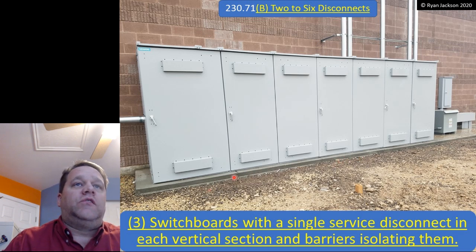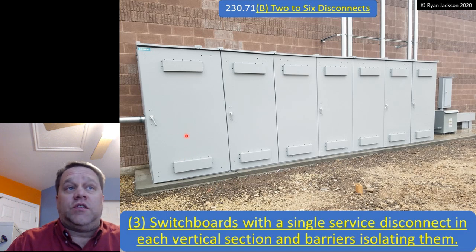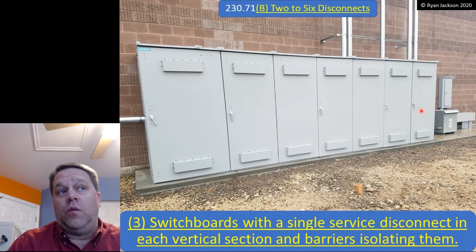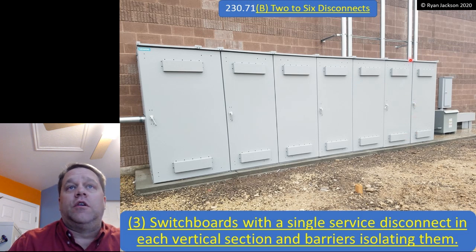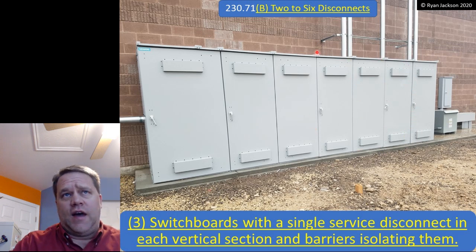Okay, so maybe on this one, I come in and I've got my utility terminations here, and then I've got 1 service disconnect in this one, 1 here, 1 here, 1 here, 1 here, and 1 here for a total of 6. And I have barriers installed vertically that separate each of these vertical sections from each other. That is still allowed. So I can have that.